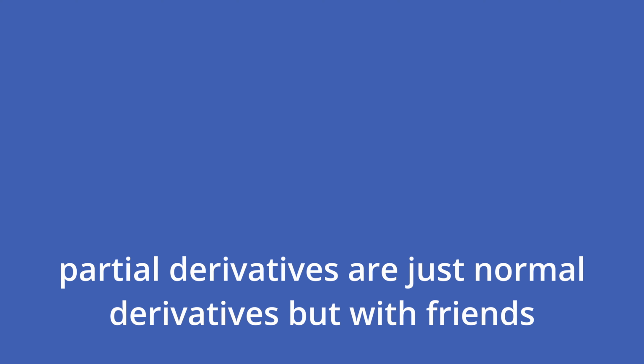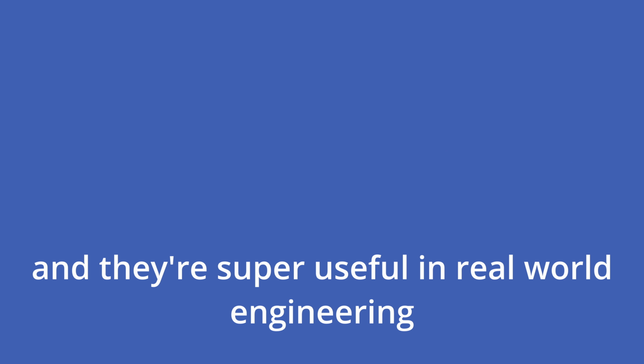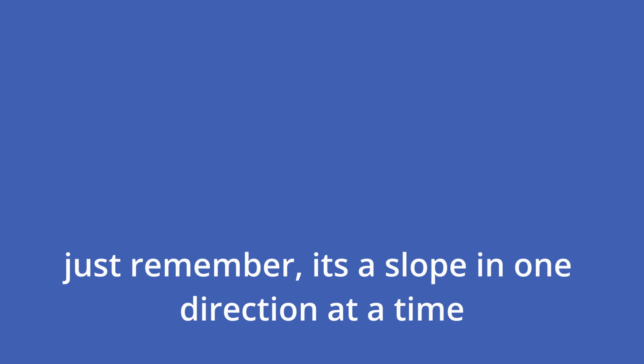So, to wrap up, partial derivatives are just normal derivatives, but with friends. They help us study how functions change in one direction while keeping others fixed. And they are super useful in real-world engineering. So next time you see a curly d symbol, don't panic. Just remember, it's a slope in one direction at a time.